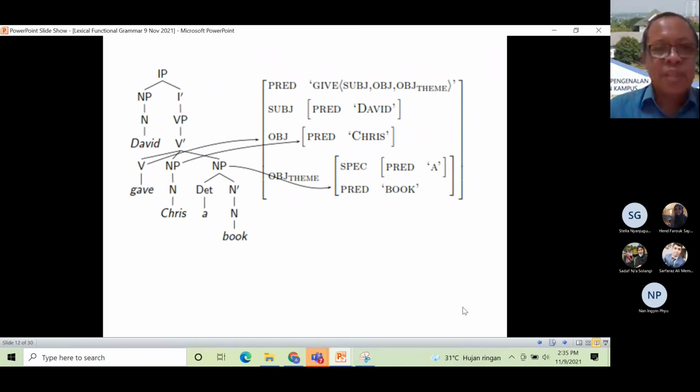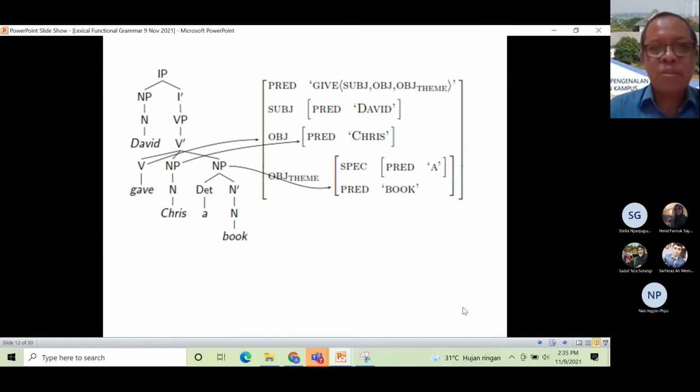For example, we have David gave Chris a book. There is a little problem here. A book should be a DP. So David is NP, N bar, N. To make it short, David, and then I bar goes to VP, and then V bar, and then you say give Chris a book.